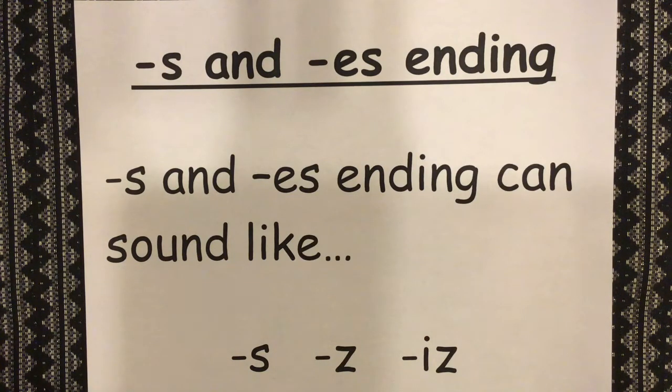The s and es endings can sound like s, z, and iz, right? They can sound three different ways, just like the ed ending. The s and es endings are used for objects to make something more than one, or plural. They're also used for action words, or verbs, and we'll learn more about that later. But for today, I want to focus on how they can sound like s, z, and iz.